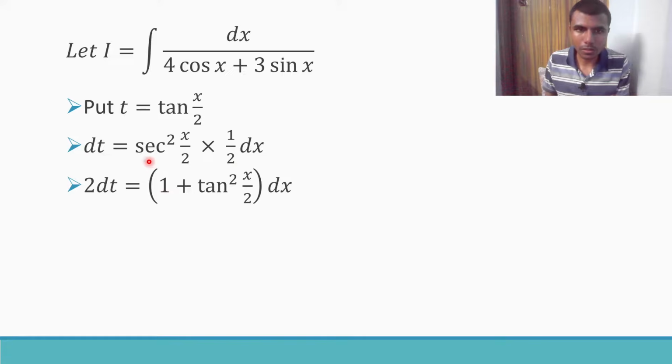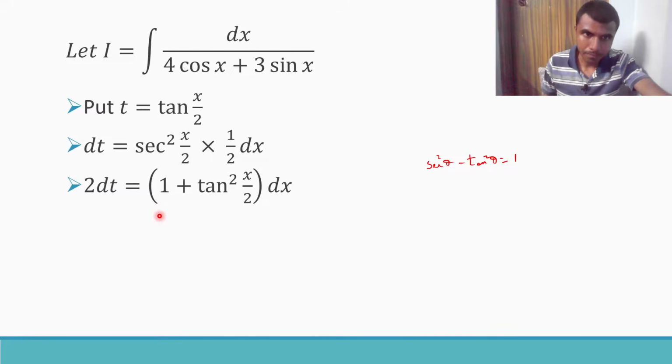So 2 dt is equal to, what is secant square x by 2? Secant square x by 2 can be written as 1 plus tan square x by 2 because there's an identity in trigonometry. It states that secant square theta minus tan square theta is equal to 1. So secant square theta will be 1 plus tan square theta. So in place of secant square x by 2, I can write 1 plus tan square x by 2.